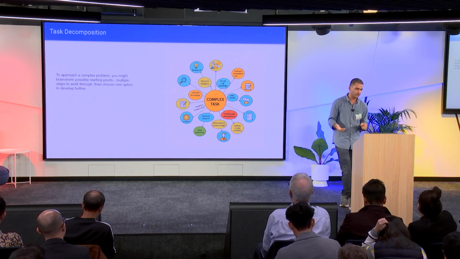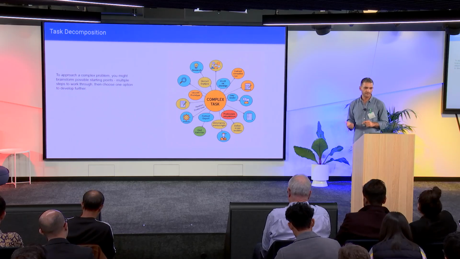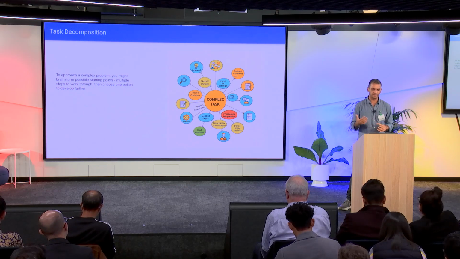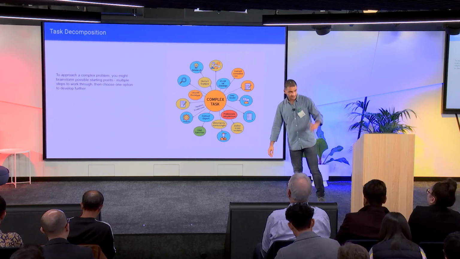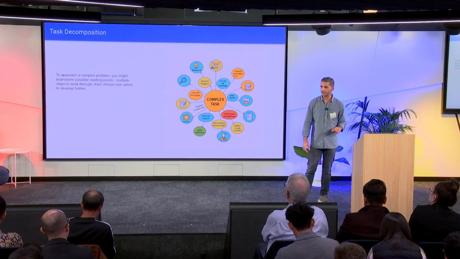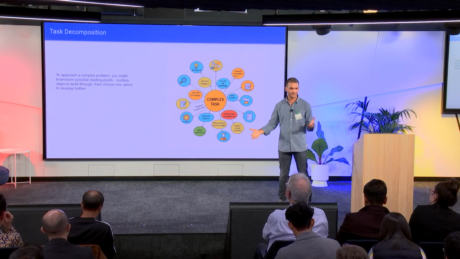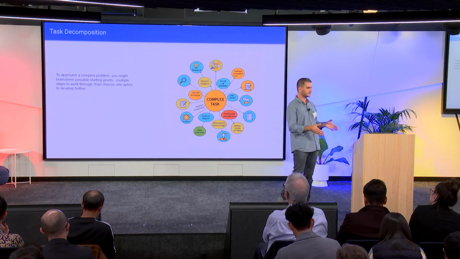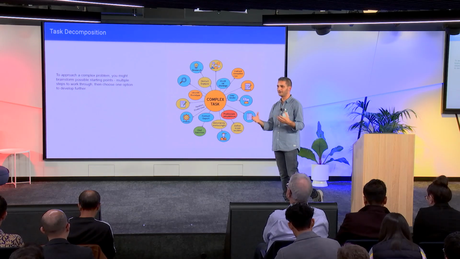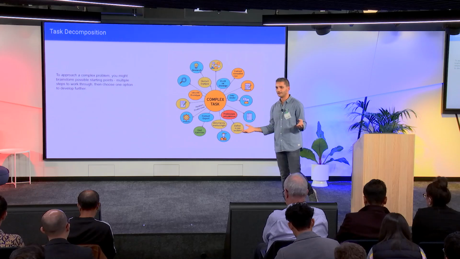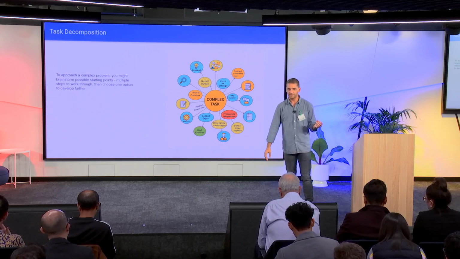So this is exactly what you do. You brainstorm possible starting points, then you list multiple steps to work through, and then choose one option to develop further. If I take this particular example that we did the role play for, I want to run a Build with AI workshop. If I go ahead and ask Gemini, help me build the content for a Build with AI workshop, you try it out and see the kind of response it gives you.